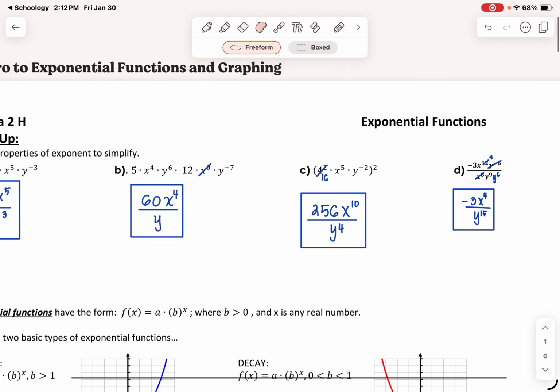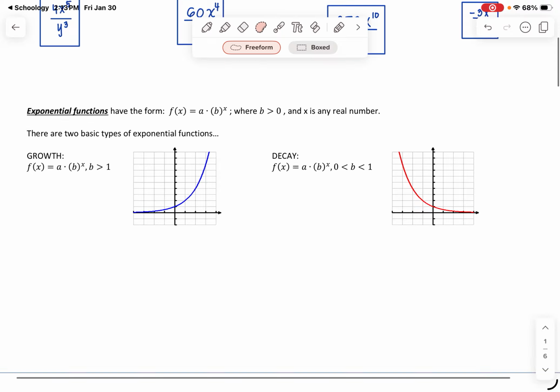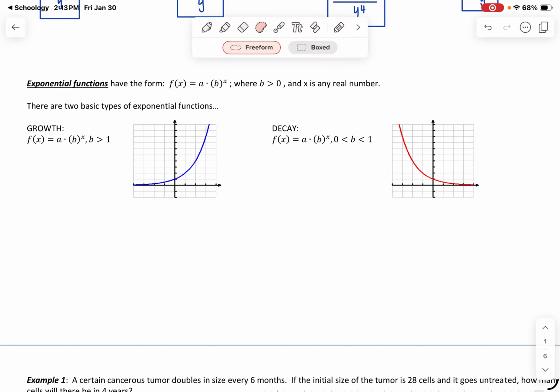All right, here are the answers to those problems. If you got any of them wrong, or all of them wrong, which would not be that great, I would highly suggest looking into our last video or Googling some problems or videos that you can look at on Algebra 1's exponent properties. Okay? All right, so what is an exponential function?